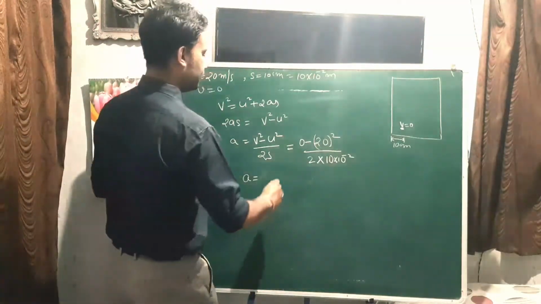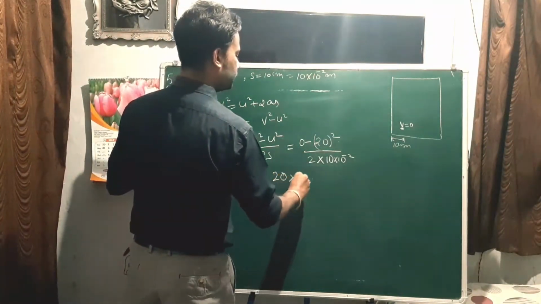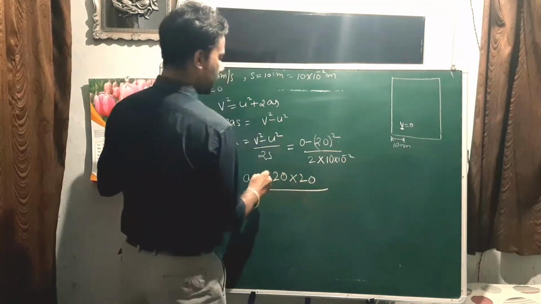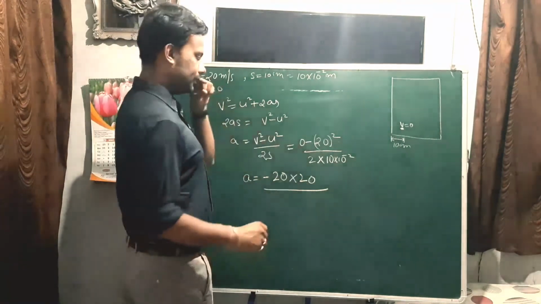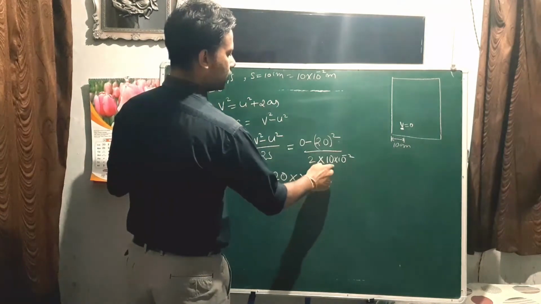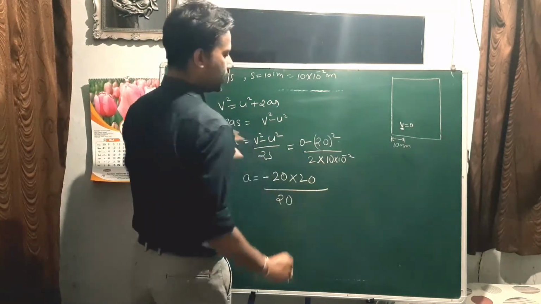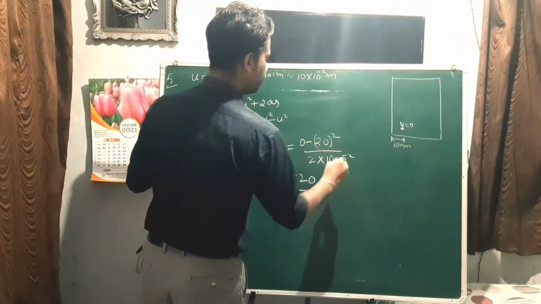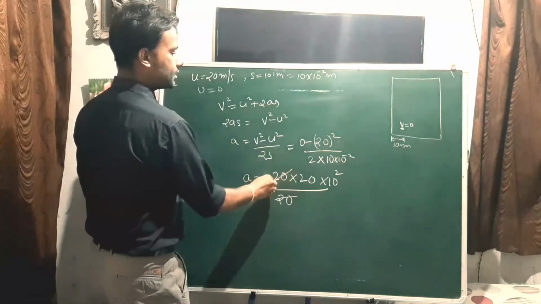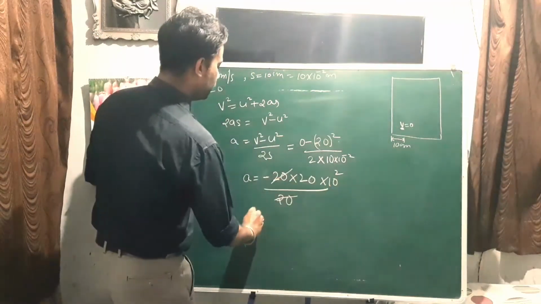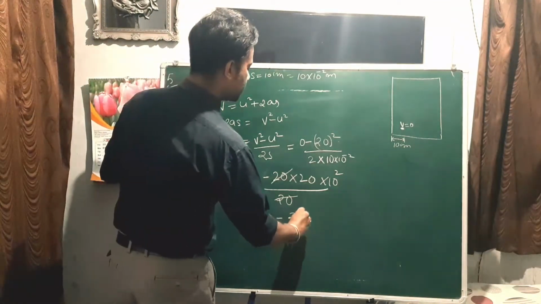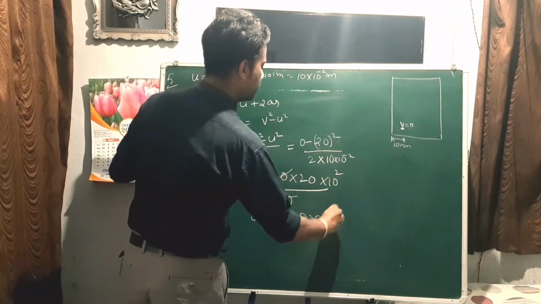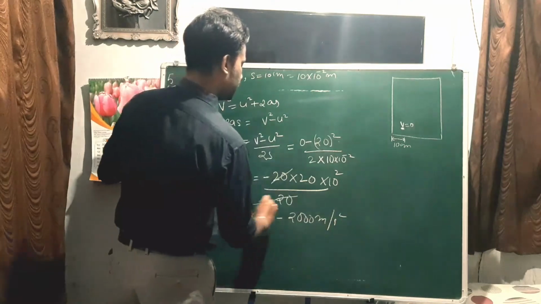20 into 20, and it is a negative value, right? This is 20, and this minus 2 will come up and become plus 2. So this cancels out, it will give you minus 2000 meters per second square.